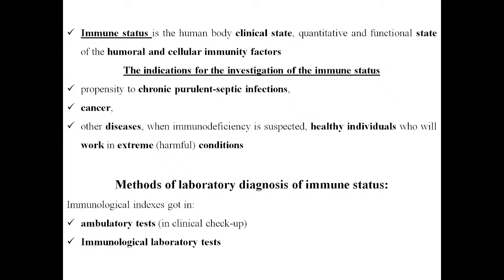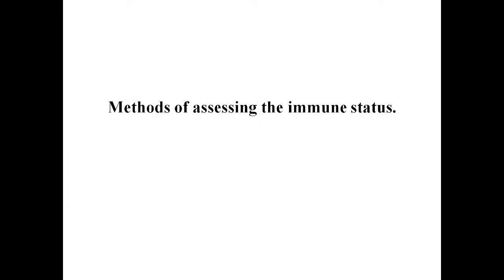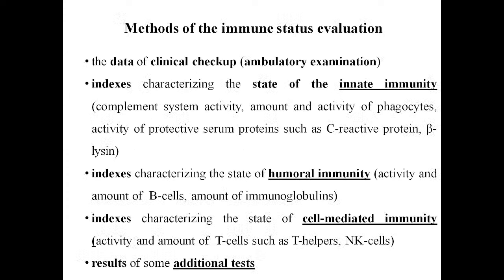Which methods are used for laboratory diagnosis of immune status? These are ambulatory tests and immunological laboratory tests, a combination of both. Ambulatory tests are made in clinical checkup. Ambulatory tests include visible clinical manifestations, and then immunological laboratory tests that prove immune deficiency in the patient. Which methods are used for it? Once more.